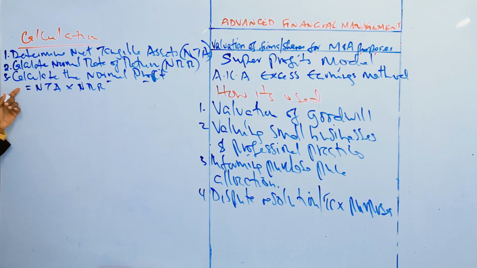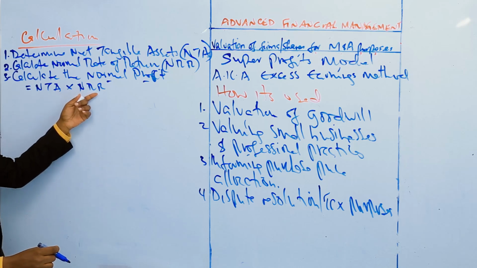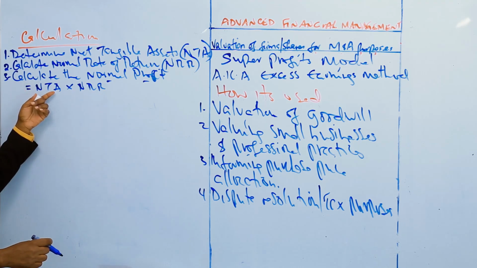Multiply the net tangible assets by the normal rate of return, and that will present the profit that the company should earn based solely on its tangible assets. Solely based on its tangible assets, because we are applying the normal rate of return on the net tangible assets.